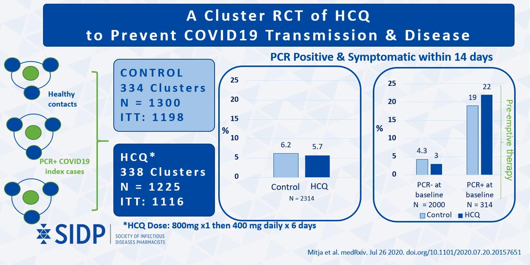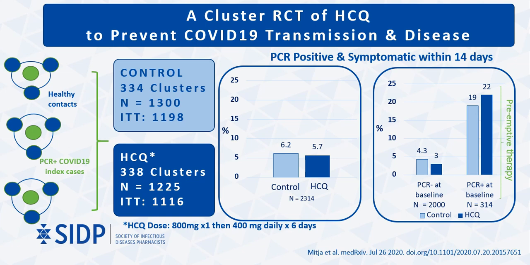The following graph is of these people. They looked at those who were initially PCR negative at baseline. So these are the contacts who had their initial PCR screen. The majority of those people, 2,000 of them, were negative at baseline. And you can see that there was really, again, no significant difference between the patients in the control and hydroxychloroquine treatment arms.